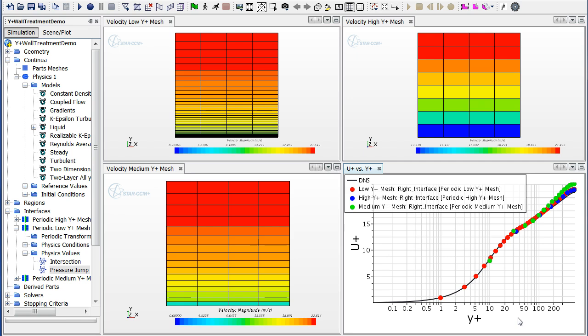On the medium y plus mesh, the cell directly at the wall has a y plus value of 9.6. Such a cell size lies within the buffer layer and is difficult to handle for the all y plus wall treatment. However, the hybrid all y plus wall treatment does a good job here and recovers the solution with low error. We can conclude from this simulation that the all y plus wall treatment is capable of resolving the boundary layer for low y plus meshes and high y plus meshes.